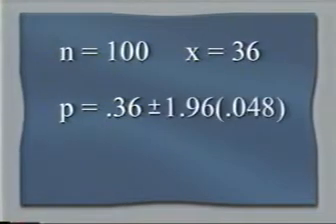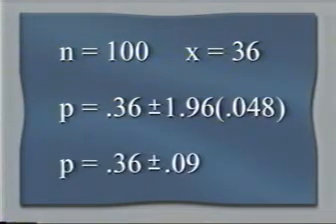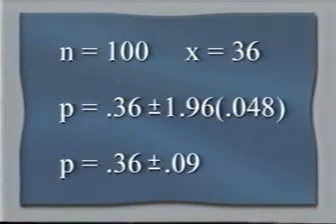The standard error, based on our computational formula, is 0.048. We've worked it out to 2 significant decimal places. The z, of course, is 1.96. So given our formula, we have p equals 0.36 plus or minus 1.96 times 0.048, or 0.36 plus or minus 0.09. That plus or minus 0.09 is called the margin of error.